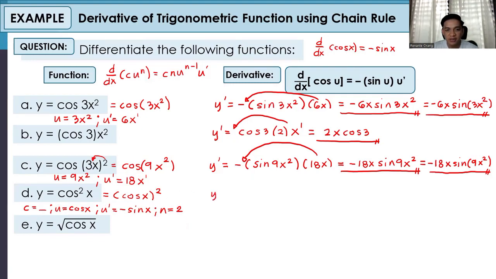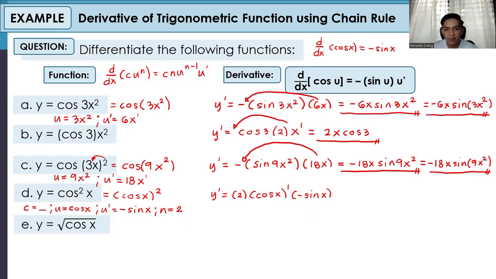Let's proceed in differentiating, that is equivalent to. Sundan lang po natin yung formula. Constant is wala. N po natin is 2. U po natin is cosine of x. And then n po natin is 2 minus 1 is 1. Then u prime po natin is negative sine of x. Take note po, naka-open and close parenthesis sila.